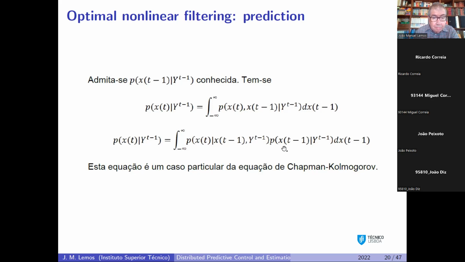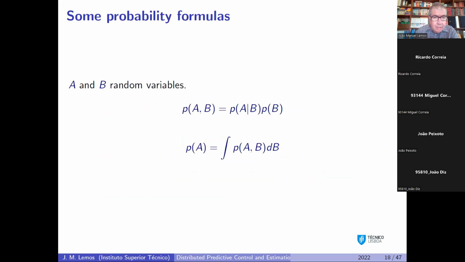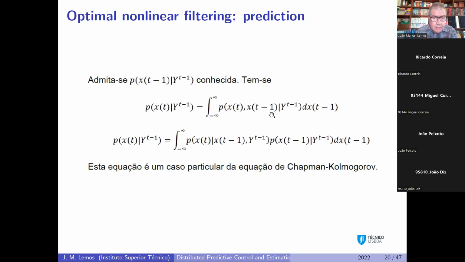And I have to multiply by p of xt minus 1. Okay, that's the first formula. I can write the joint probability density function as P of A conditional on B times P of B. And that's what I've done here. This expression has a name. It's a Chapman-Kolmogorov equation.